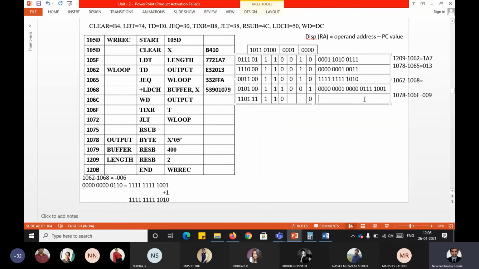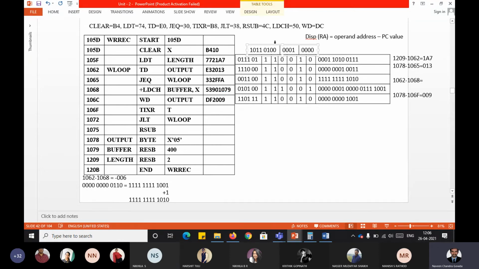So again, as usual, it is in the range of minus 2048 to 2047, for which you'll be setting B as 0, P as 1. So what is this displacement or address? It is 0, 0 and 9. So what is the object code you got? Finally, you can see D and 4 ones, it is F, and 2009. That's the object code for you.